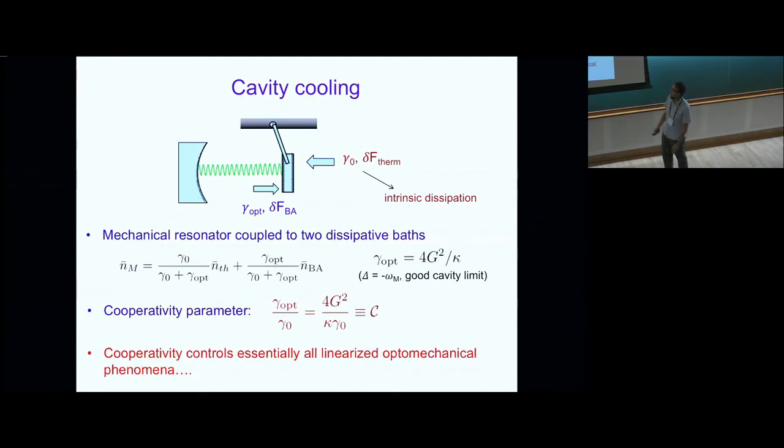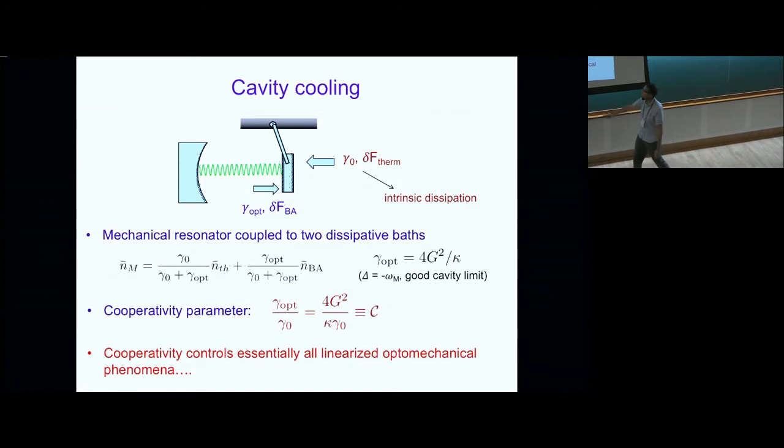And how do I do the weighted average? Well, I basically think of how strongly I am coupled to these two sources of dissipation. What's the strength of the coupling? How big is the optical damping, the damping coming from the interaction with the photons in the cavity? And how big is the intrinsic damping of the mechanics? What would its damping rate be if I had no coupling to the cavity?